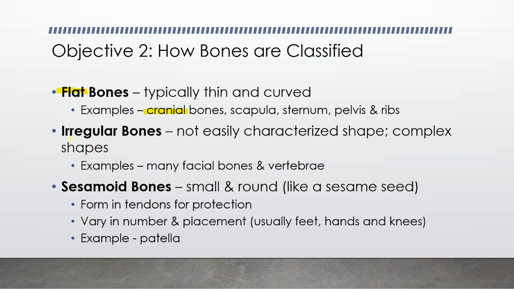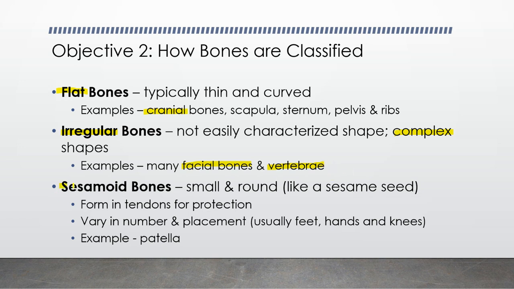And then you have irregular bones, and they're very complex in their shape. They don't really have a specific type. They're going to have unique features and unique projections. These are going to be your facial bones, like your sphenoid bone and your ethmoid bone. It's also going to include your vertebra, which have lots of projections coming off of them.